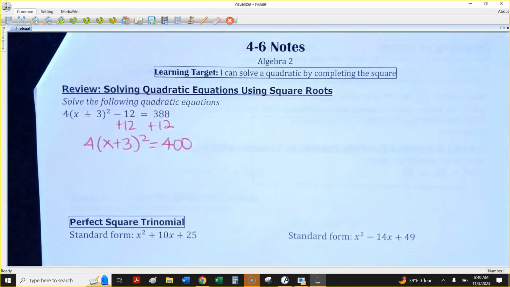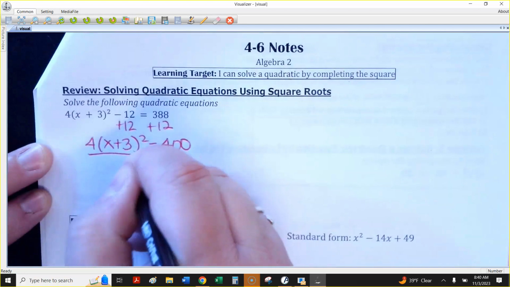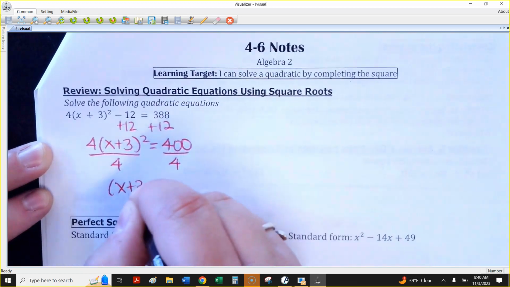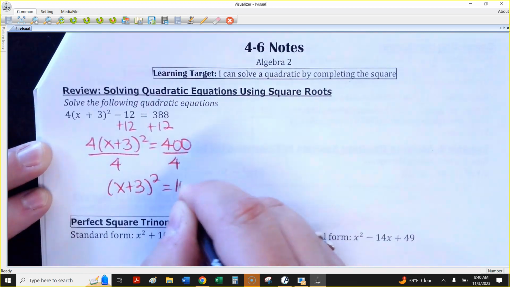Okay, what do I want to do next? What will be my next step? Colton, what do you think? Divide by 4. Okay, don't distribute, divide. All right, so I've got (x plus 3) squared is equal to 100.